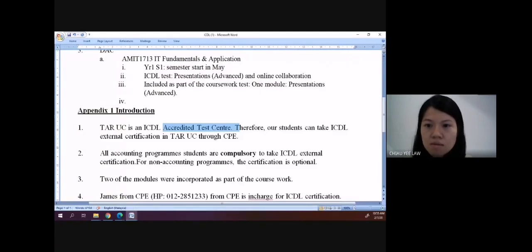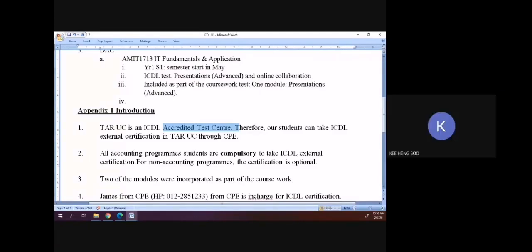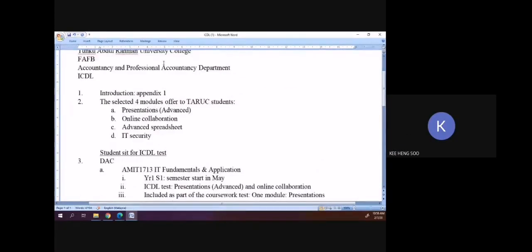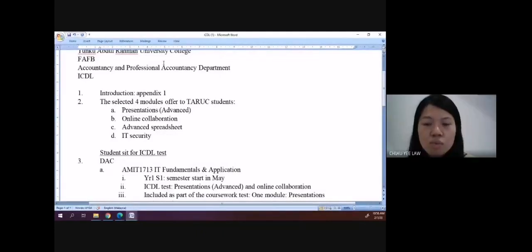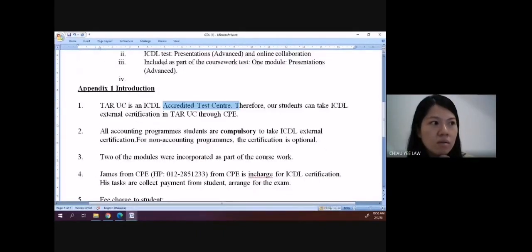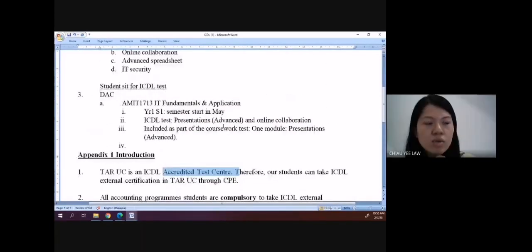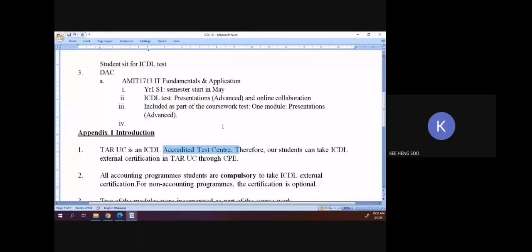Any more questions? We only have two modules to take. Do the students go back to the office to take it, or sit online? I think they need to go back to the office. This one I'm not so sure.